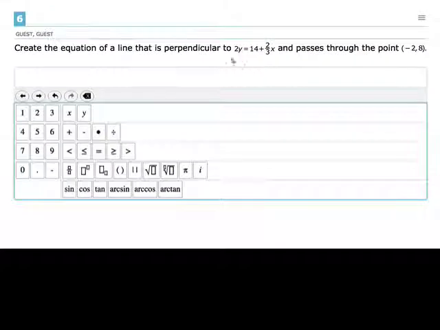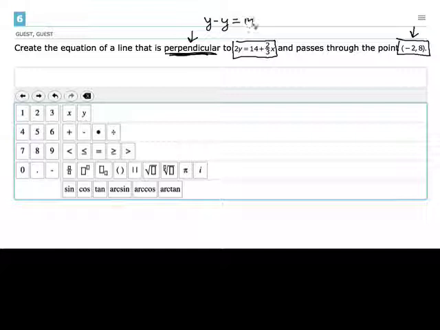Number 6, we're given an equation and we want to find a line that's perpendicular, so we need to remember that, perpendicular and going through the point -2, 8. Well, we know we're going to have a slope and we know we're going to have a point, so we would use the point-slope form, which is y minus y1 equals m times x minus x1, where we plug in the second y, second x, and the slope.